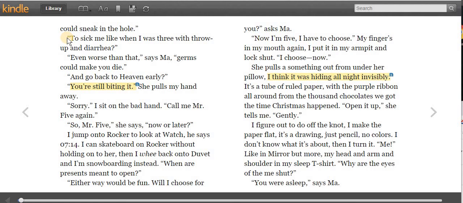So Ma and Jack start to talk about what happens if Jack gets sick. So Ma's a good mum. She's trying to teach Jack to keep clean so he doesn't get poorly, doesn't get ill. And Ma says germs can make you die. And Jack's interested in this. He's interested in this idea of what happened before I lived, what happens after I live. And he says, and will I go back to heaven early?